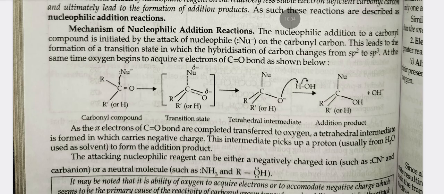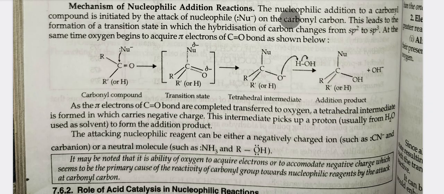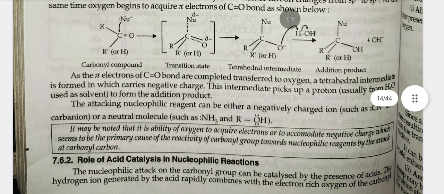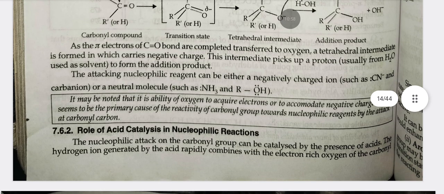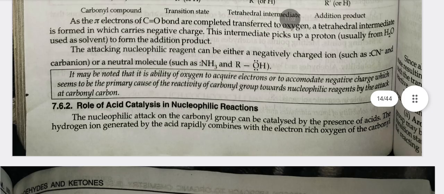The nucleophilic addition reaction to a carbonyl compound is initiated by the attack of a nucleophile on the carbonyl carbon. This leads to the formation of a transition state in which the hybridization of carbon changes from sp2 to sp3. At the same time, oxygen begins to acquire the pi electrons of the C=O double bond, as shown. As the pi electrons of the C=O bond are completely transferred to oxygen, a tetrahedral intermediate is formed in which oxygen carries a negative charge.